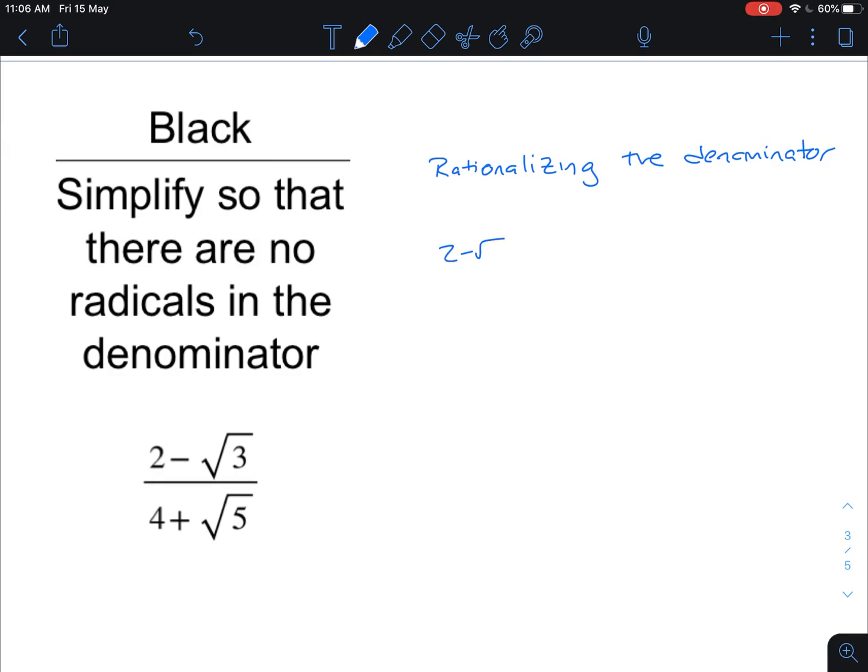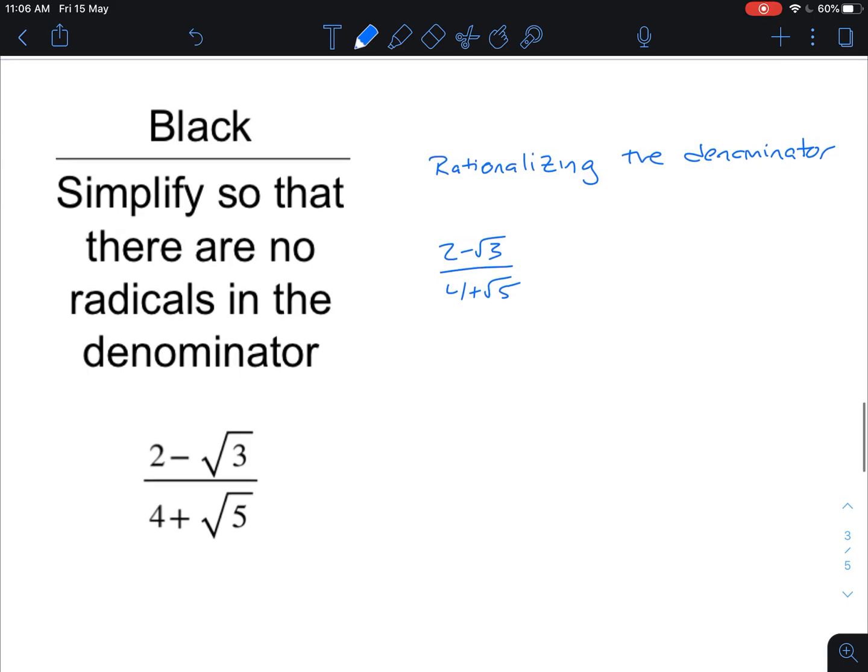If I've got 2 minus the square root of 3 over 4 plus the square root of 5, what you're going to do is multiply the top and the bottom. Whenever you have a fraction, you can always multiply the top and the bottom by a number or an expression and keep it equivalent, as long as it's the same thing that you're multiplying.